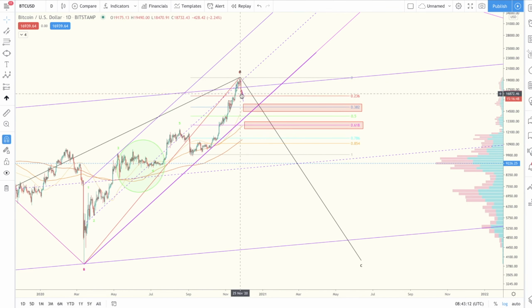Now, if this is wave 3, there's additional complexity here as well, because wave 3 is the wave that most often subdivides. And if that's the case, this could actually be wave 1 of wave 3, or it could just be a wave 3, and we're looking for a wave 4 pullback, and then a wave 5. So there's a lot of things that can go on here.